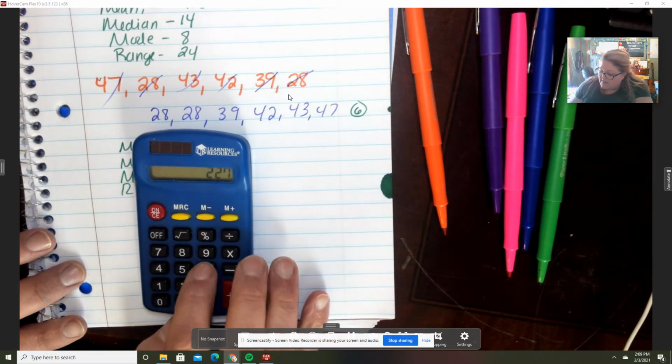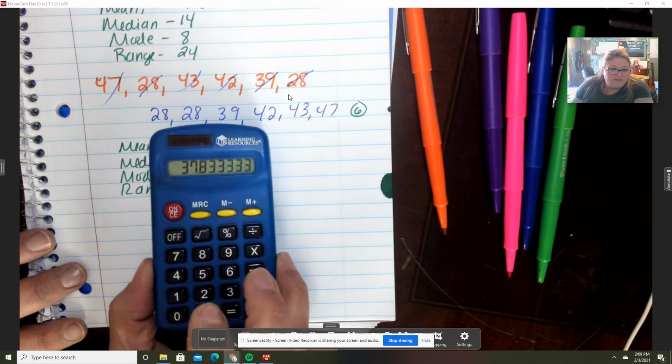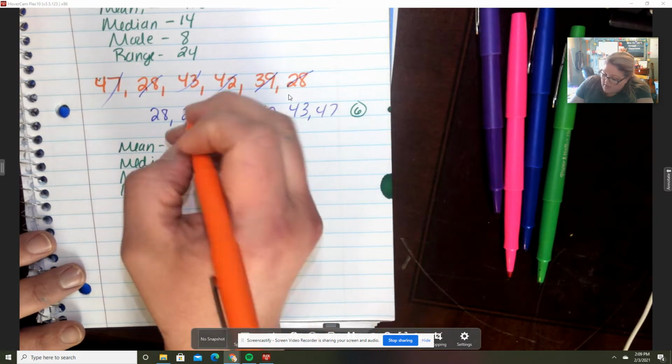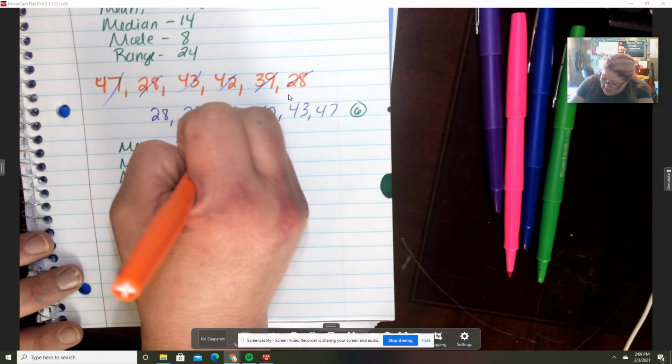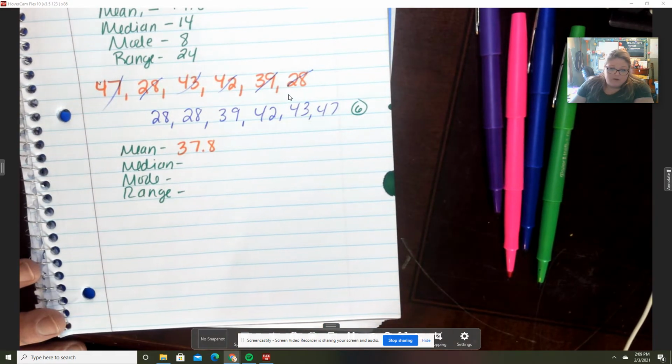Husband and divide by Evelyn, 6. I would divide the cookies to know how many people and how many cookies each of us got. That would be the fair share. 37 and 8 tenths. Remember, you may need to round up, but only if the test or whatever you're working on says so. Mean is the fair share.